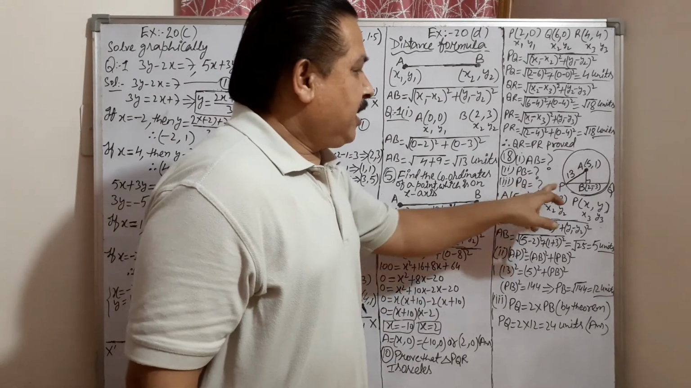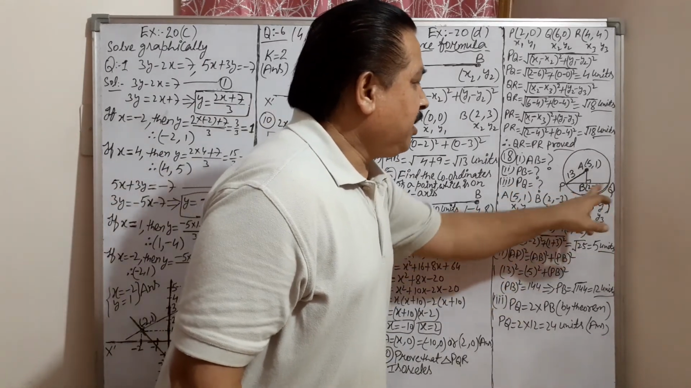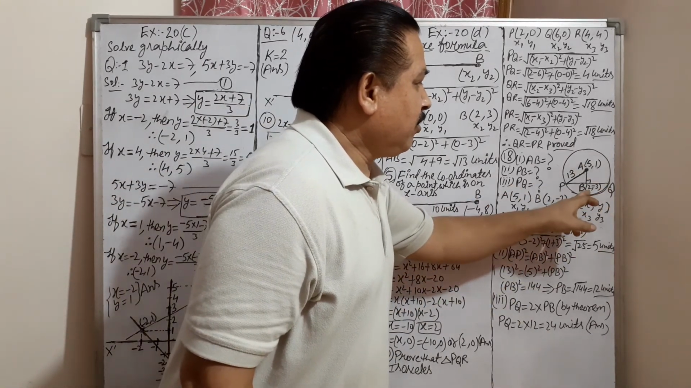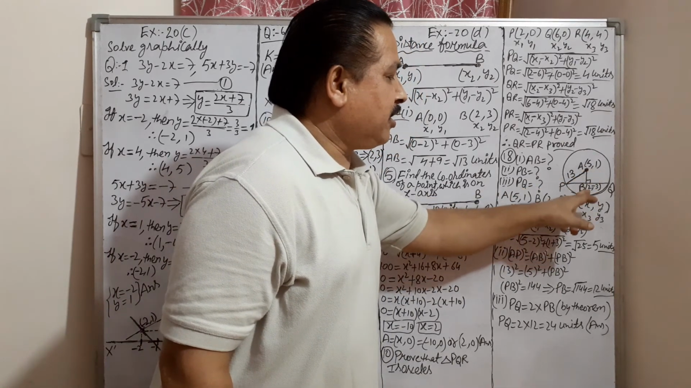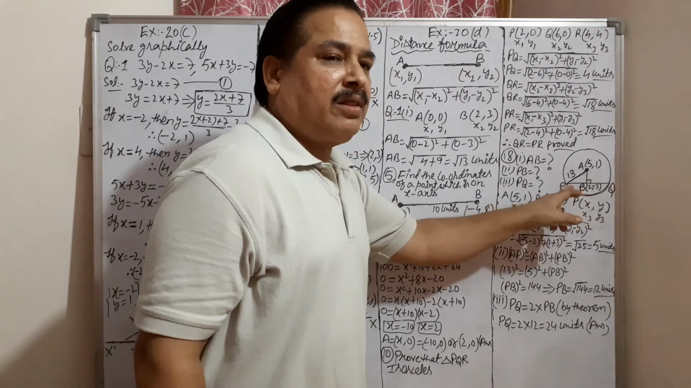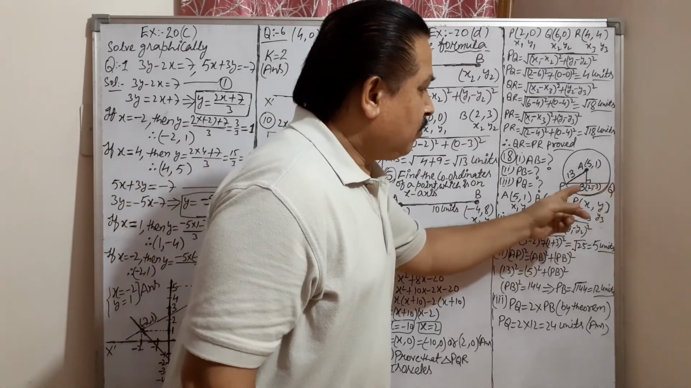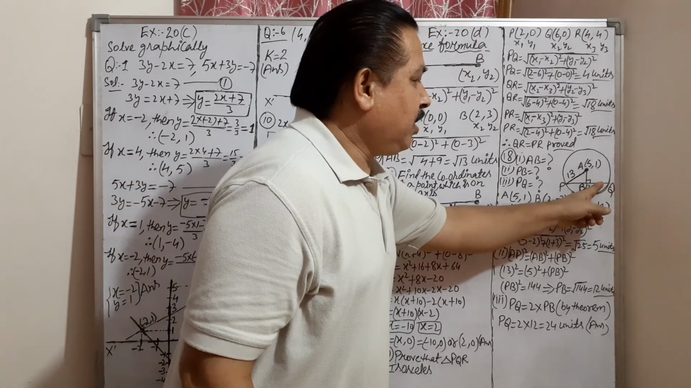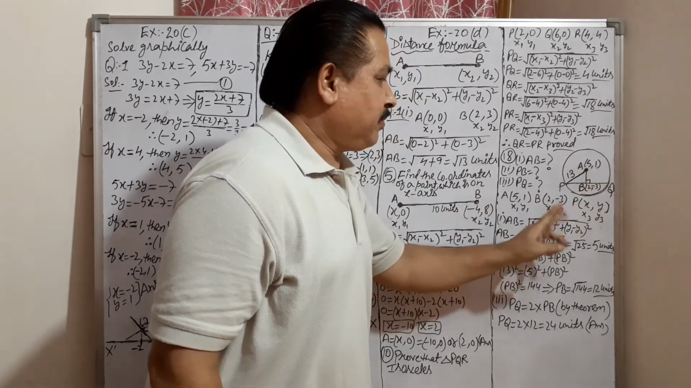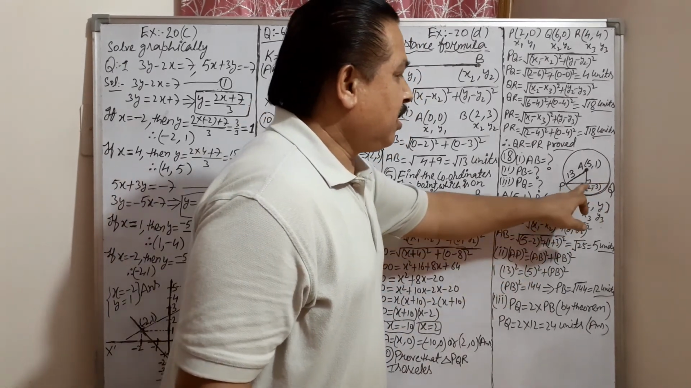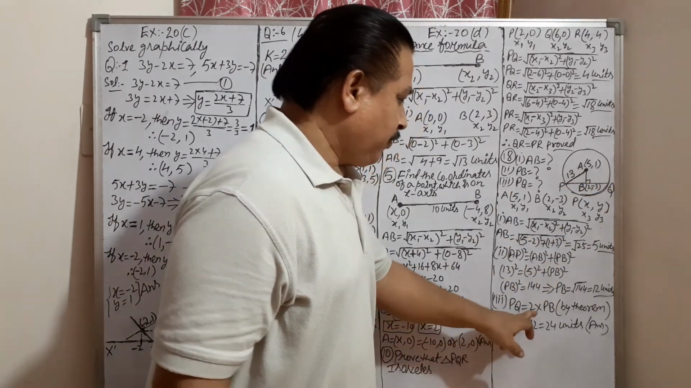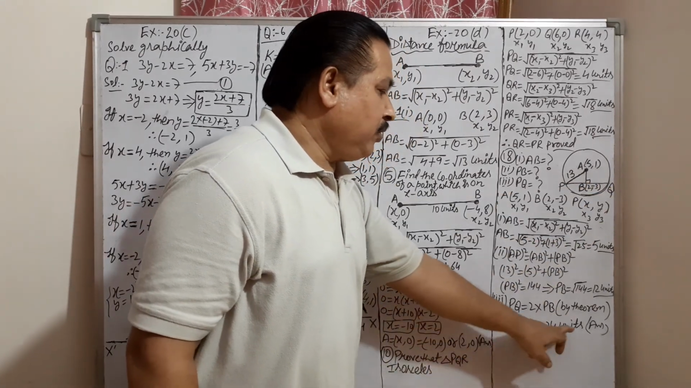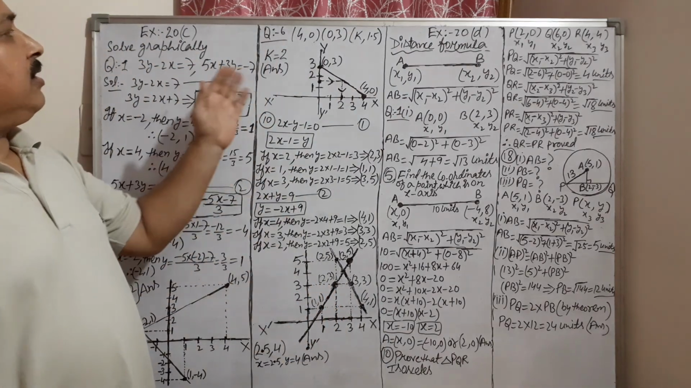Now third part, get the length of PQ. So PQ will be double of PB according to the theorem. If a perpendicular is drawn on any chord from the center of the circle, this perpendicular always bisects the chord. So this part and this part will be equal according to the theorem. It is a circle theorem. So this is 12. So PQ will be double of 12, 24 units.